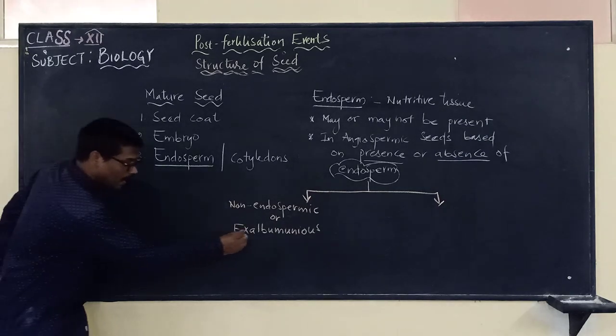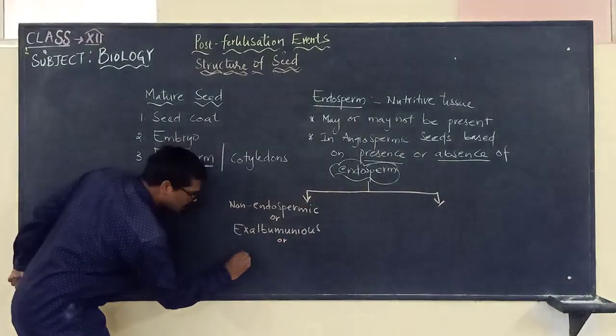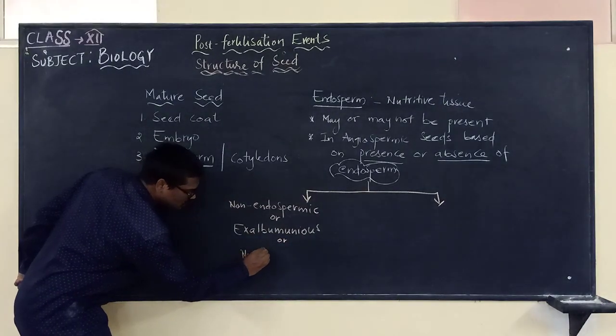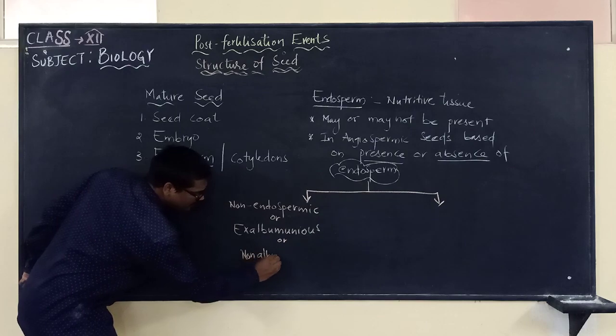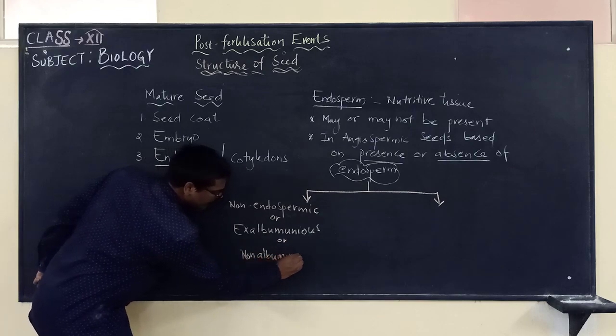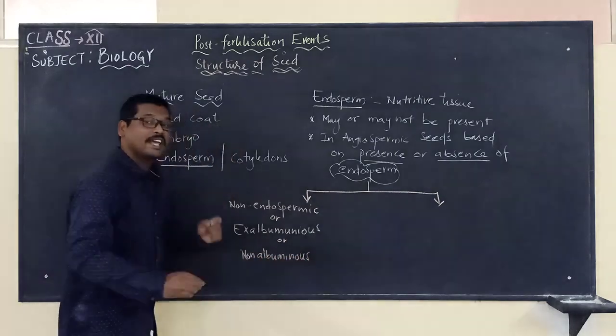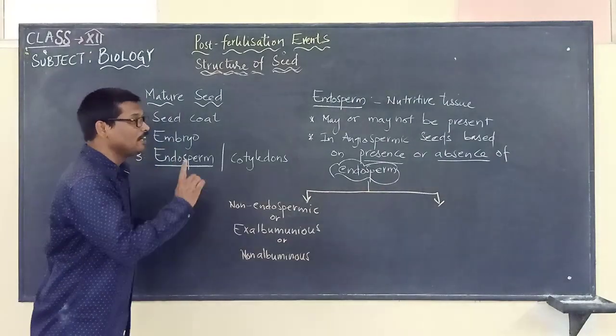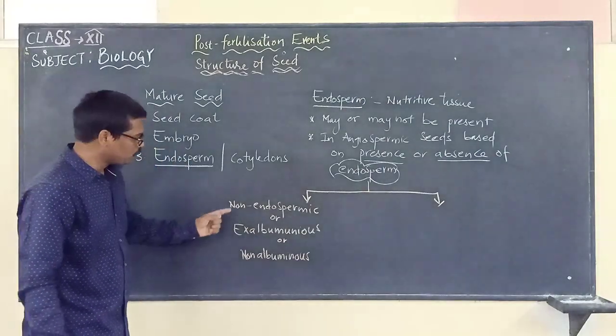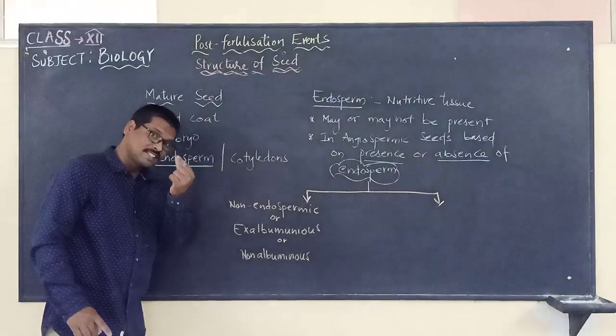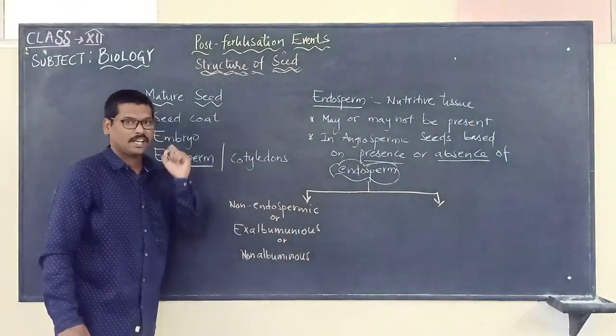Ex-albuminous seeds. Or otherwise there is another one called what? Non-albuminous seeds. All these indicate what now? That the seeds do not contain the endosperm. We use these terms for a seed when the seed does not contain the endosperm.